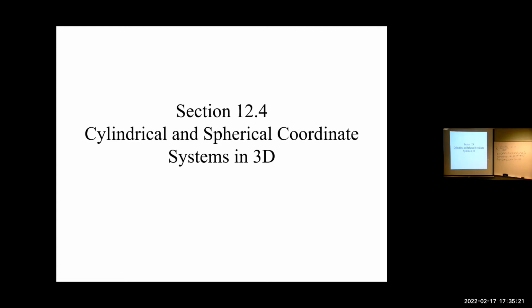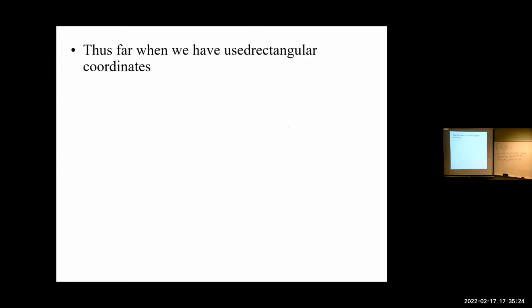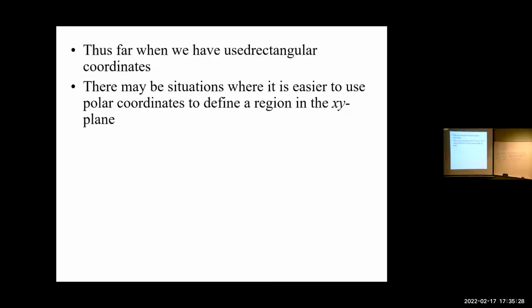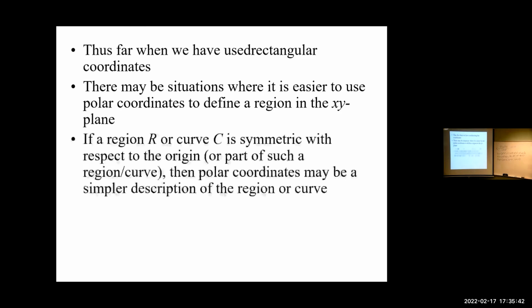Let's talk about these coordinate systems. So far, we've talked about everything in terms of rectangular. We may find situations where it's easier to use coordinate systems that are different. If you remember polar from your Calc 2 or your pre-calc experience, that's a perfect example. If your curve is symmetric about the origin, kind of like a circle, then something like polar becomes much easier to use.